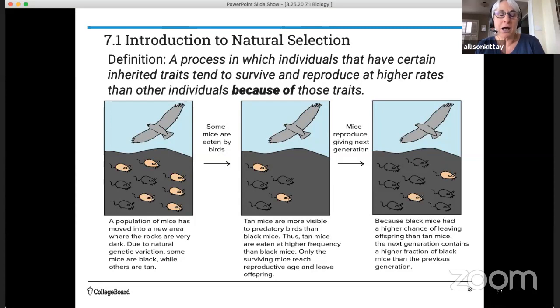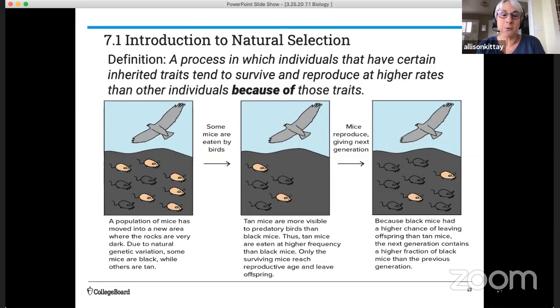Now I'd like you to take a look at the graphics and notice that what we're going to be looking at is a prey-predator relationship. There are 3 panels, and arrows moving from right to left are indicating time. So we're going to start at the first generation, and we see a population of mice has moved into a new area where the rocks are very dark. Due to natural genetic variation, some of the mice are black and others are tan.